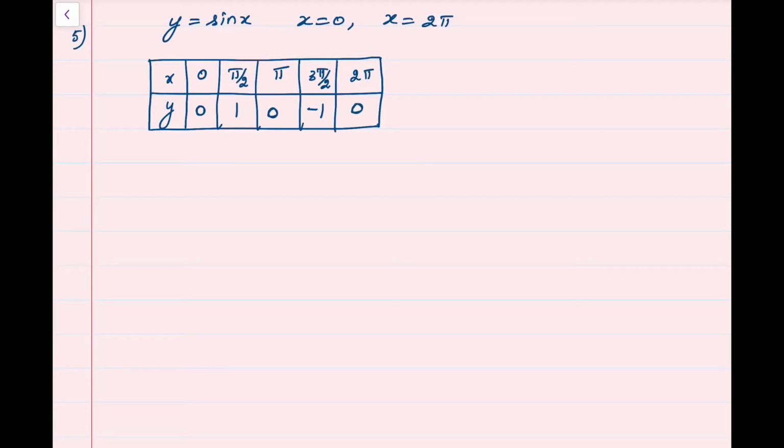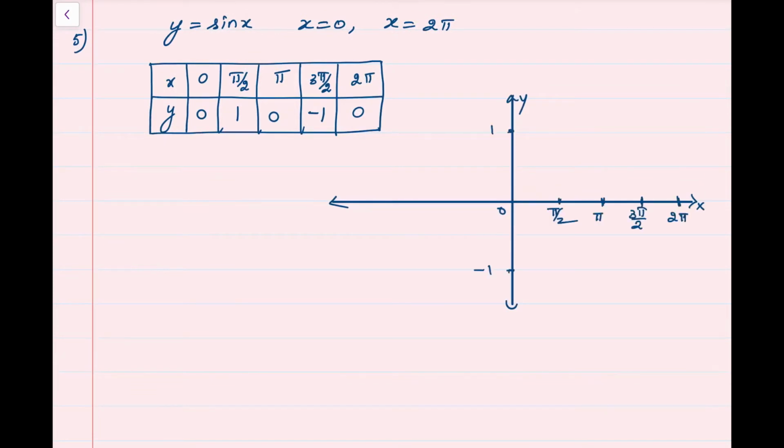Sine curve may not be asked in the exam because it is mentioned in the syllabus that only lines, parabola, circle and ellipse will be asked. Points: (0, 0), (pi by 2, 1), (pi, 0), (3 pi by 2, minus 1) and (2 pi, 0). Let us join these points to get the sine curve. We will shade the region.